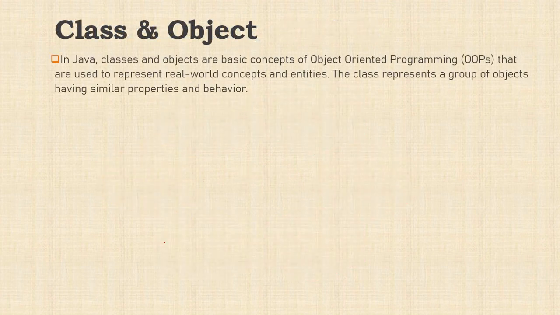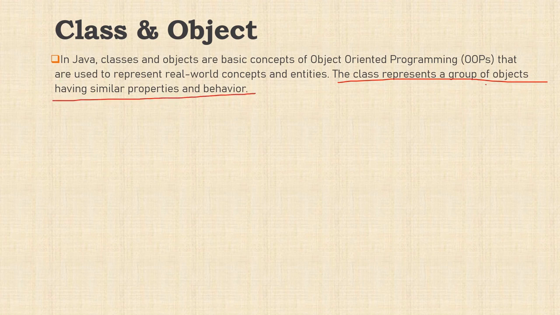Class and object. In Java, classes and objects are basic concepts of object oriented programming. If you want to understand OOPS, then firstly you have to understand how you can create classes and objects inside Java. Classes are used to represent real world concepts and entities. The class represents a group of objects having similar properties and behavior.